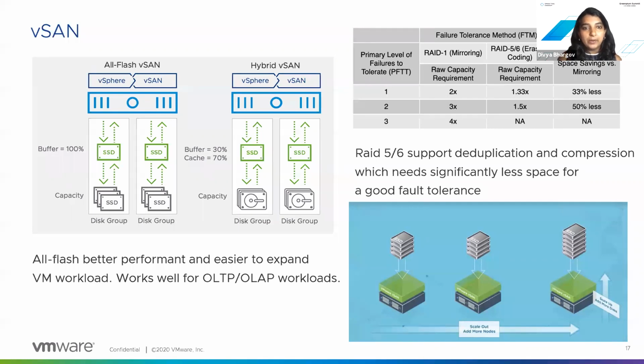With respect to fault tolerance, vSAN comes with different levels of fault tolerance. With RAID 5 or 6, there's also support for deduplication and compression, which need significantly less space for good fault tolerance. vSAN allows you to scale out by adding more servers or scale up by adding more disks.